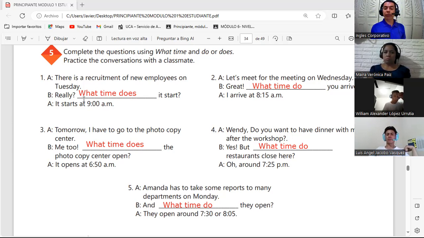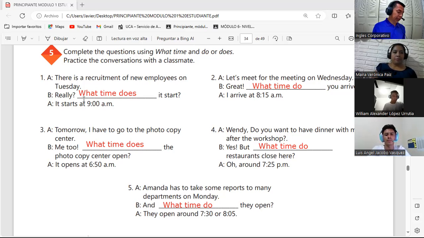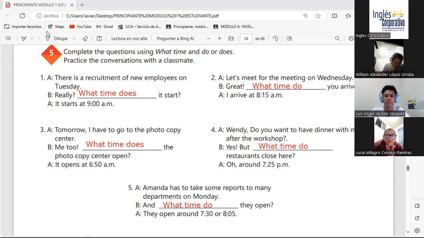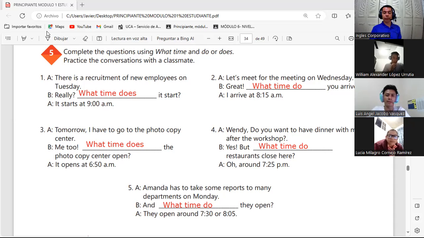Number two, let's meet for the meeting on Wednesday. Great. Okay. What time do you arrive? I arrive at 8:15 a.m. So in this case, letter A is going to be Luis, and letter B is going to be Lucia. One, two, three, action. Let's meet for the meeting on Wednesday. What time do you arrive? I arrive at 8:15 a.m. Okay, yes, thank you.